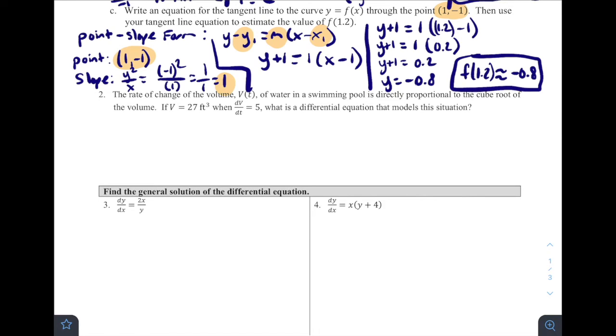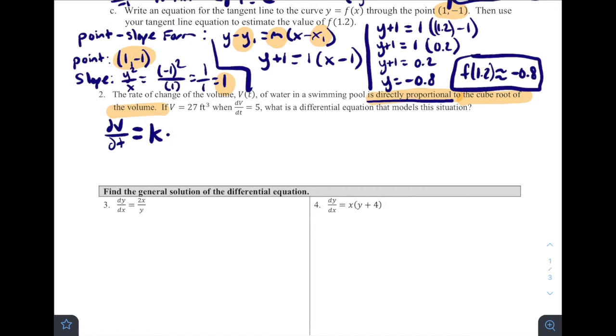Number 2 says the rate of change of the volume V of t of water in a swimming pool is directly proportional to the cube root of the volume. This is one where they're asking us to write a differential equation that models this situation. Back from like 7.1, we did some problems like this. They're saying the rate of change of the volume, so that's going to be dV dt, the rate of change of volume with respect to time. And they're saying that it is directly proportional to the cube root of the volume. So if it's directly proportional, that means it's going to be some k value times something.